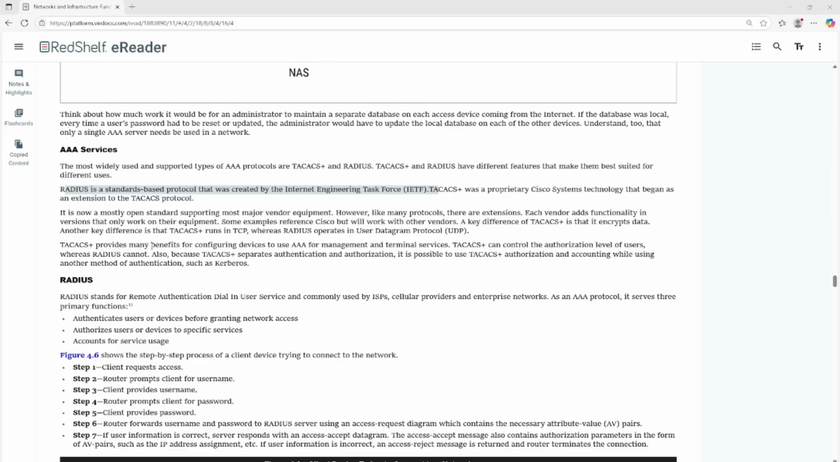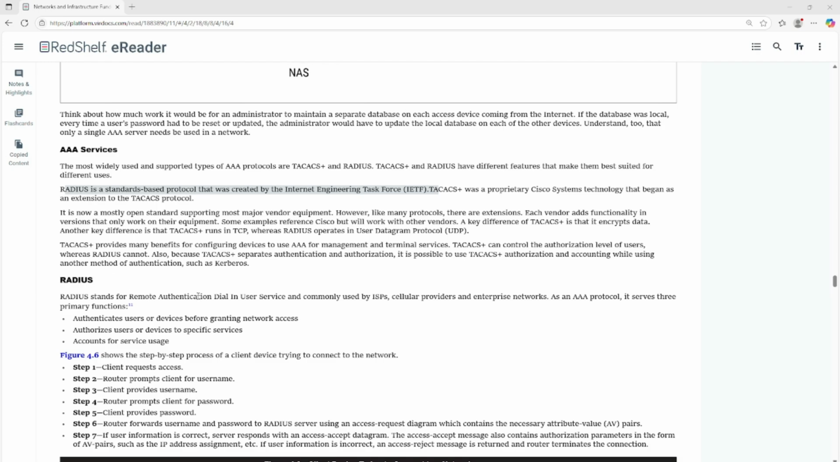It provides many benefits for configuring devices to use AAA for management and terminal services. TACACS Plus can control the authorization level of users. On the other hand, RADIUS cannot. TACACS Plus separates authentication and authorization. It is possible to be used for authorization and accounting while using another method of authentication such as Kerberos.